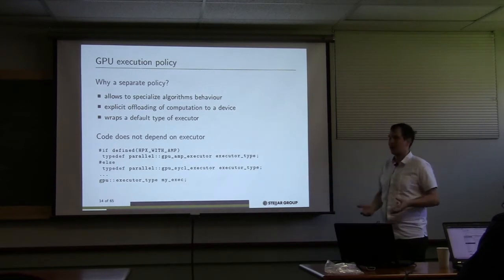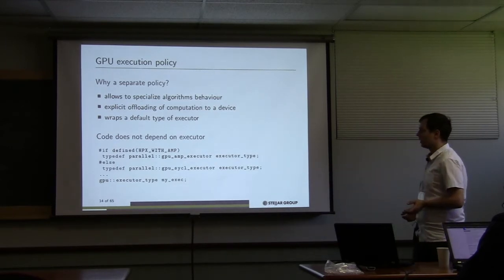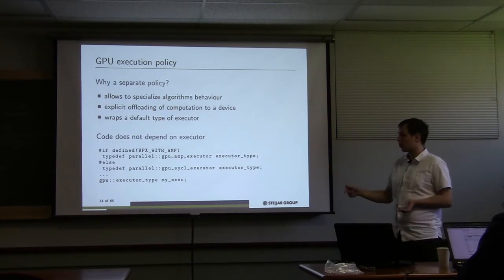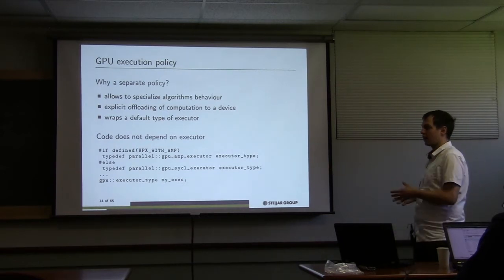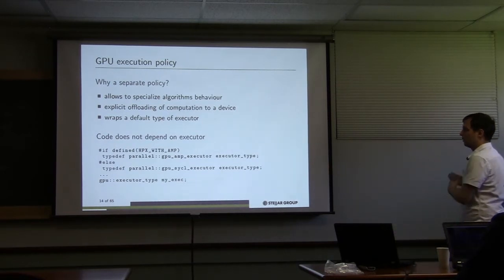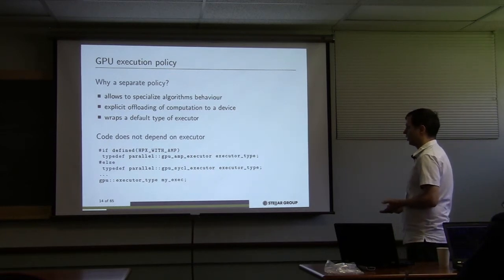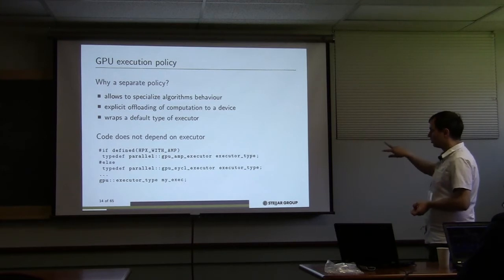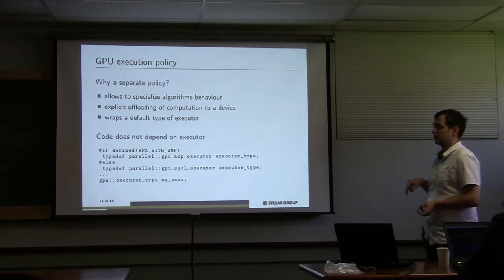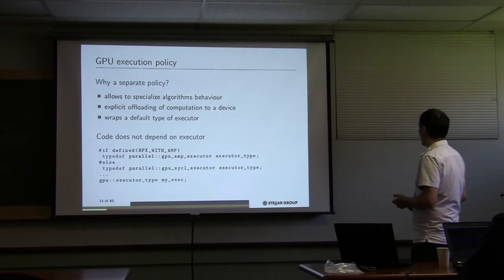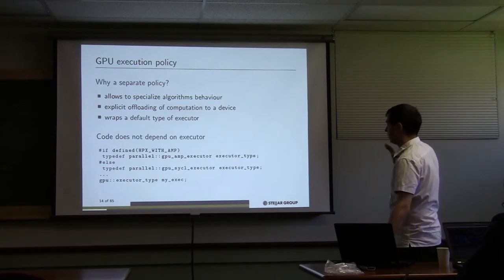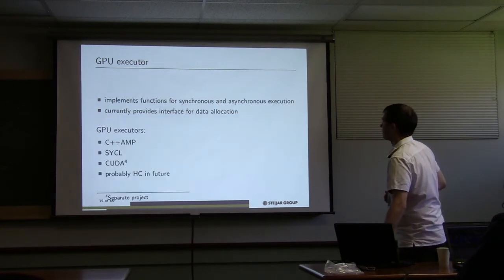By hiding this definition, this type diff inside execution policy, you just use it in your code, and you may not even be aware at that point whether you will compile it with which compiler. But it will work. You don't have to change anything. In theory, those two standards should provide the same behavior. In practice, not always, but that's a completely different story, which I will explain later.